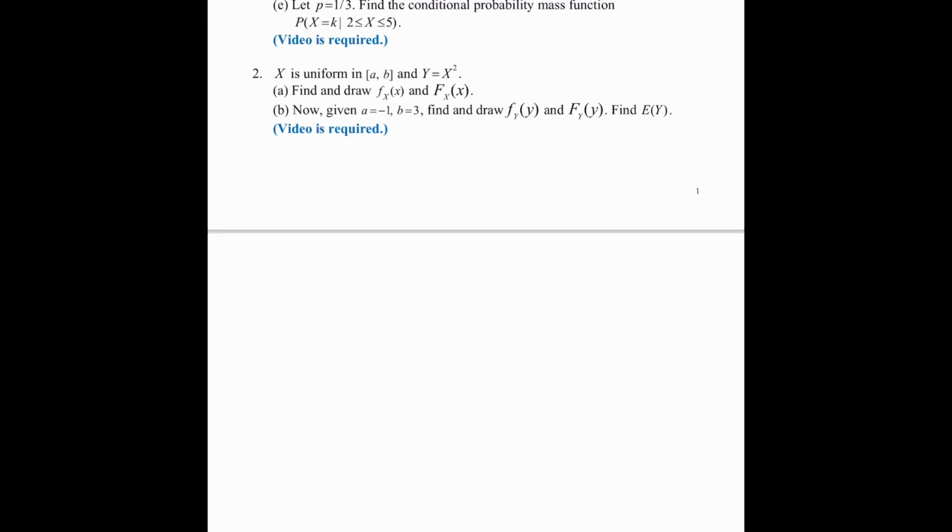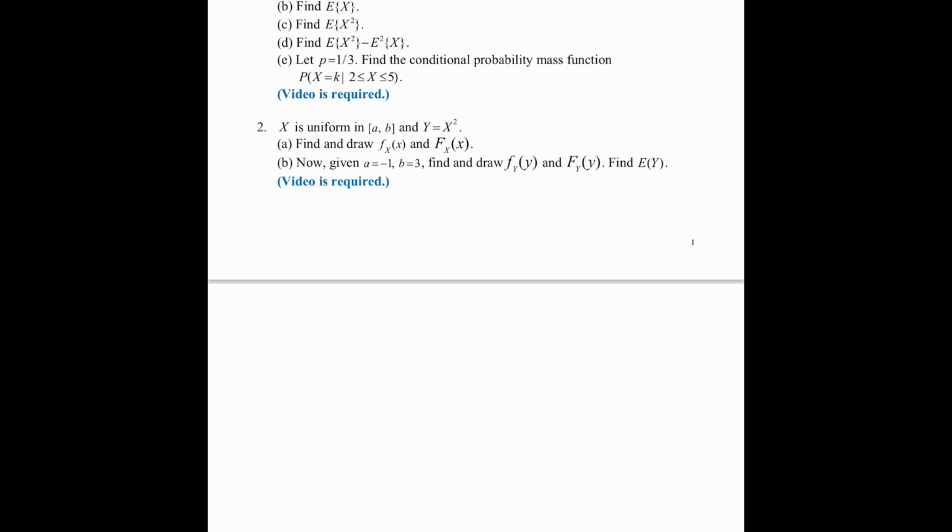Question 2. X is uniform in interval [a, b], and Y equals X squared. Question A. Find and draw the probability density function and the cumulative distribution function. Since X is uniform in interval [a, b], the probability density function is 1 over b minus a when x is greater than or equal to a and less than or equal to b, and 0 otherwise.